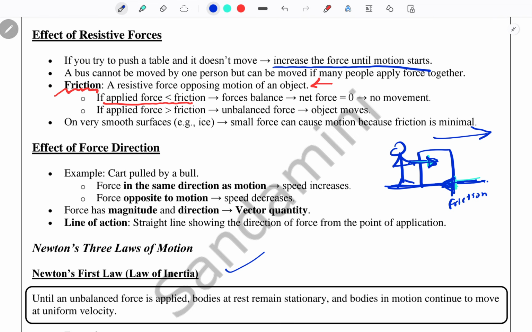So this is the applied force and this is the friction. So if the applied force is smaller, what happens? If this is smaller, you cannot move this in this direction. Friction is larger. So can you see any movement? No. Think you are giving 50 Newton, the floor is also giving 50 Newton to you. It is equal, right? Because if you are giving 50 Newton, the floor doesn't give 100 Newton.